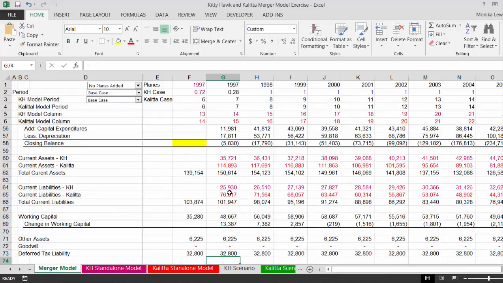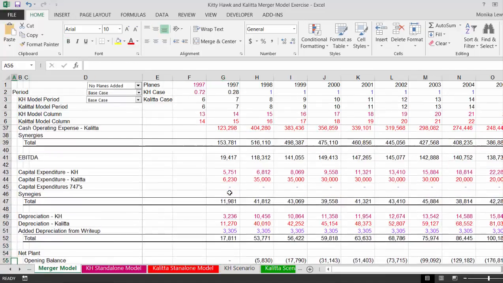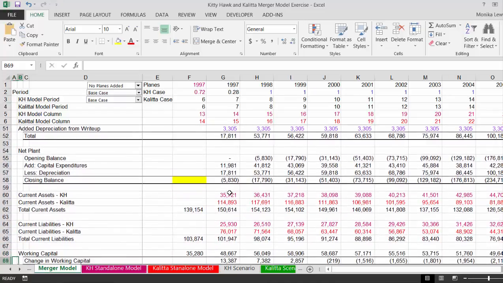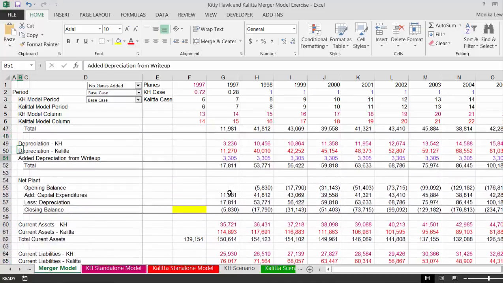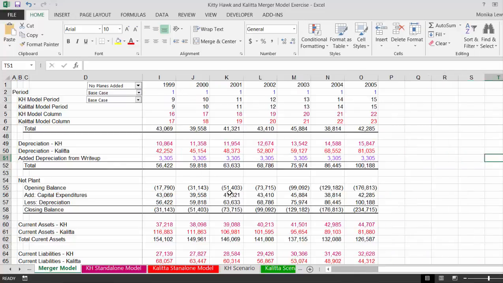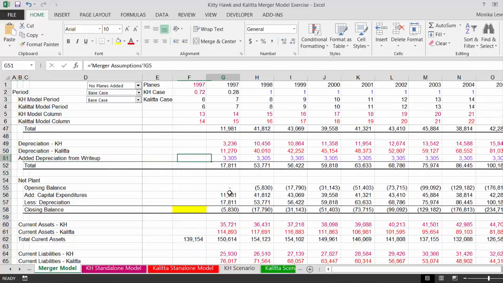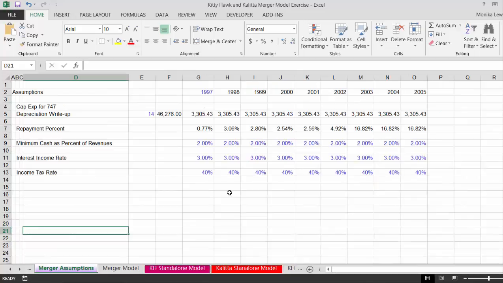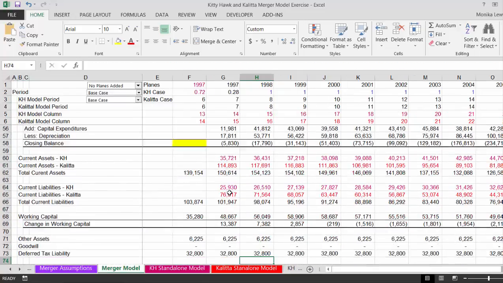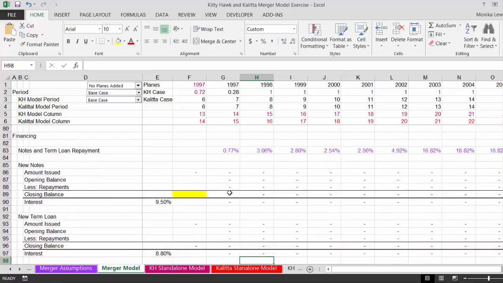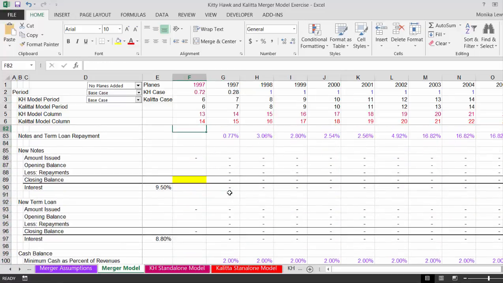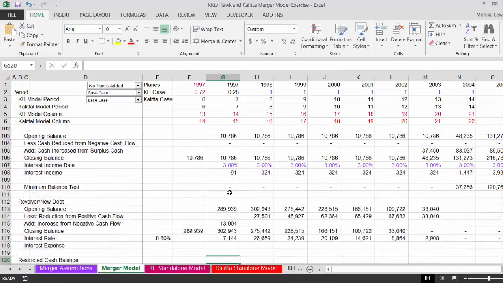This time in the merger model, you just put it all together. Finally, I just computed the net plant. If you have some depreciation write-up, do you see that? That's from some kind of purple model assumption. Once we have that, we redo the financing. To redo the financing, notice I left a few yellow things just so we can do a little bit of analysis.